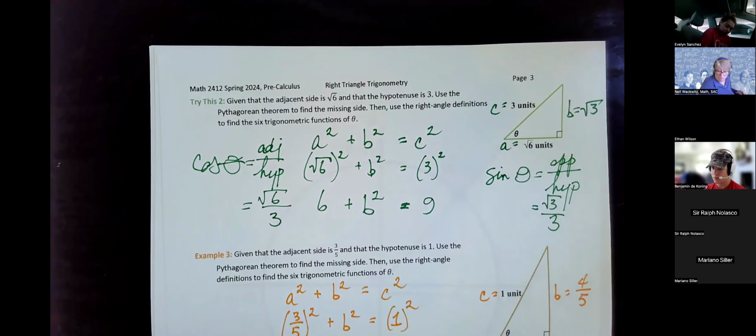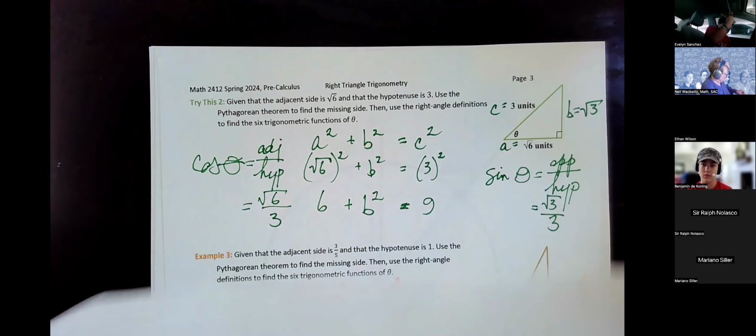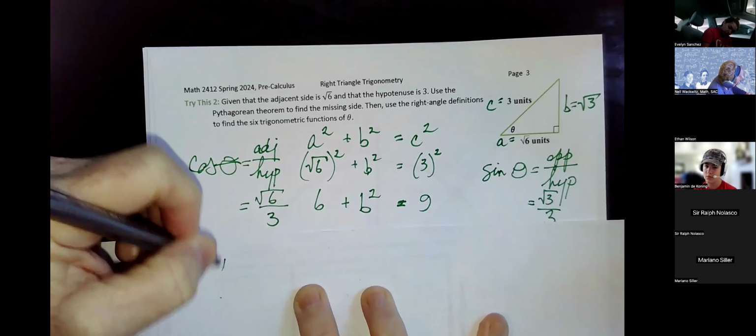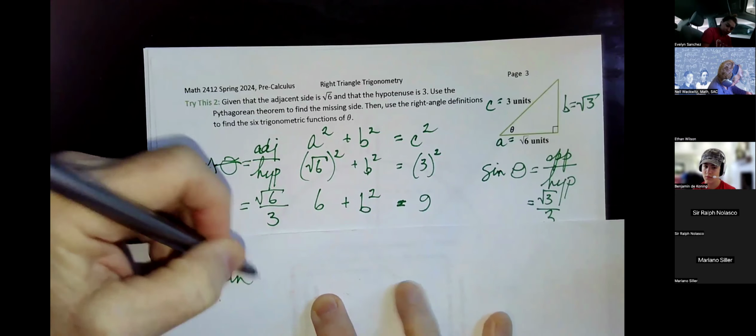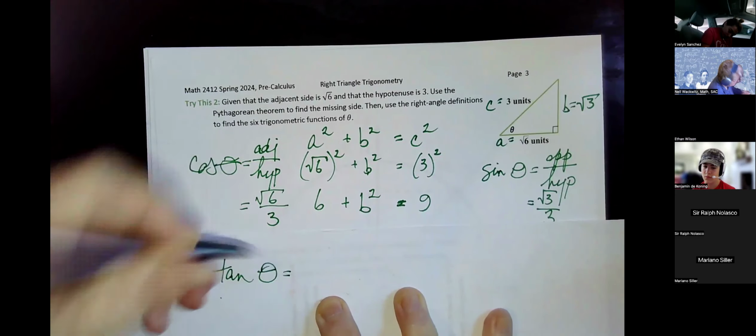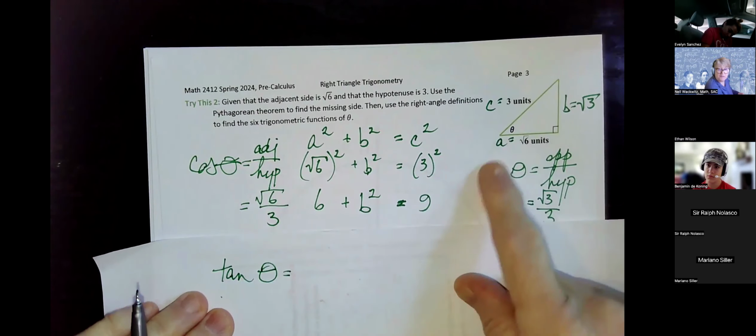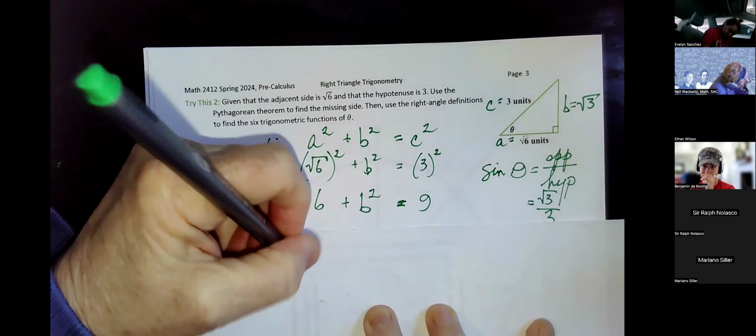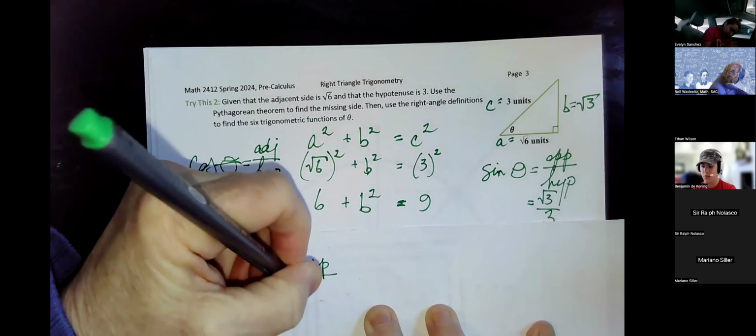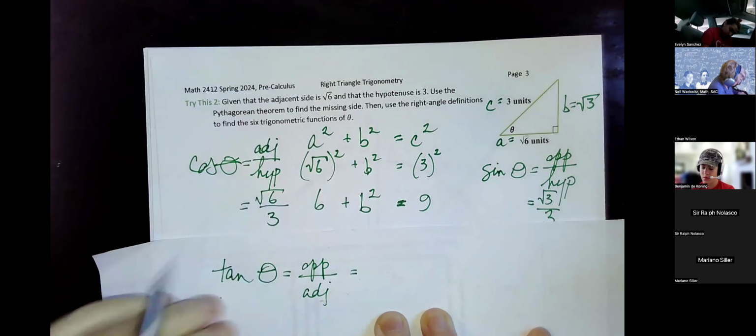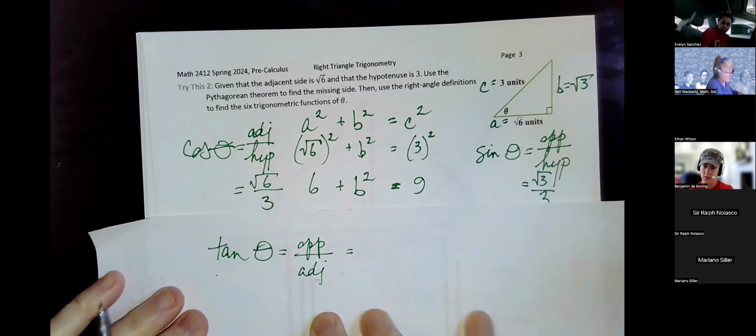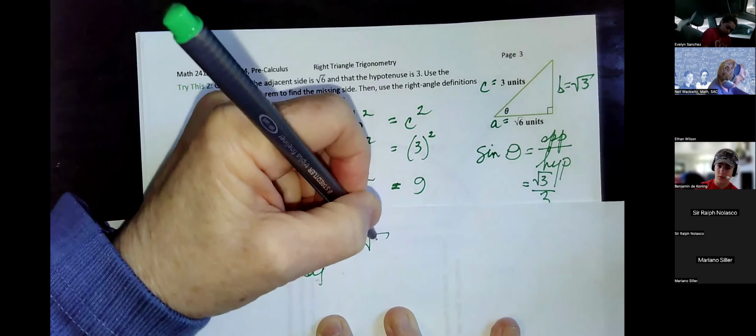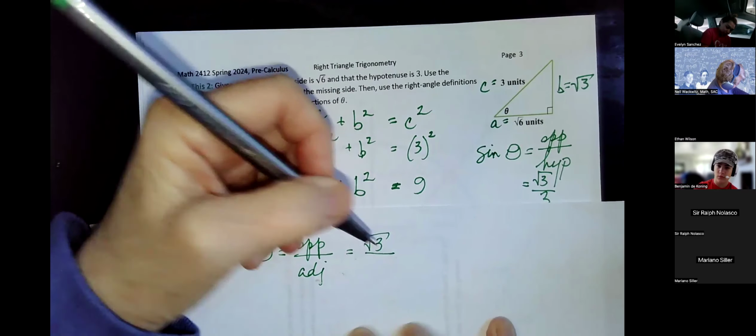And then we have one more primary ratio, and that's called the tangent. And tangent of theta is defined to be opposite divided by adjacent. Well, in this case, opposite is square root of 3, adjacent, square root of 6.